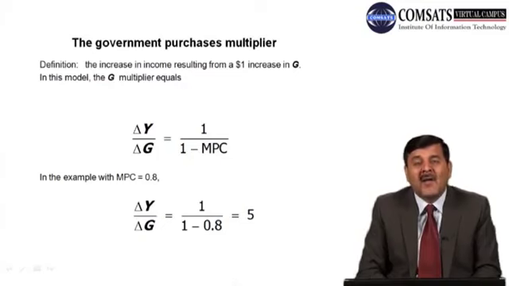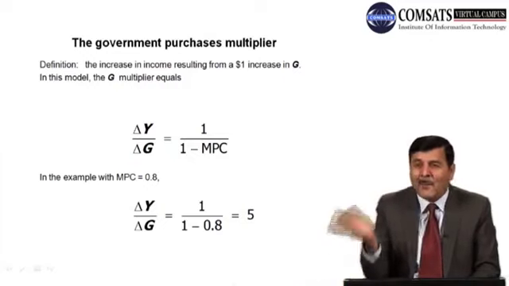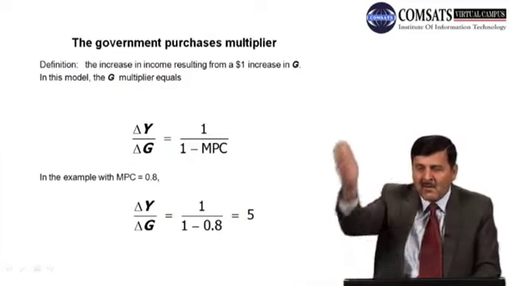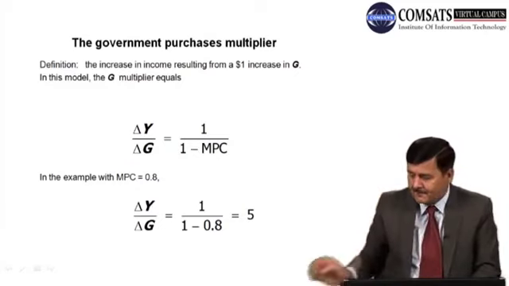So there is a multiplier effect. Income has increased 5 times more than the increase in government spending. That's why we call it the government purchases multiplier effect. So this is a multiplier effect on income of government purchases. If government purchases increase by 1%, income increases by much more, 5%. That's why we call it multiplier. It means income multiplies 5 times with the change in government purchases.